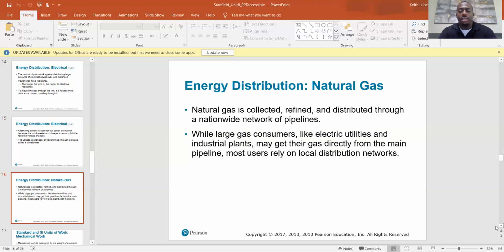Energy distribution, natural gas. Natural gas is collected, refined, and distributed through a nationwide network of pipelines. While large gas consumers like electric utilities and industrial plants may get their gas directly from the main pipeline, most users rely on local distribution networks.